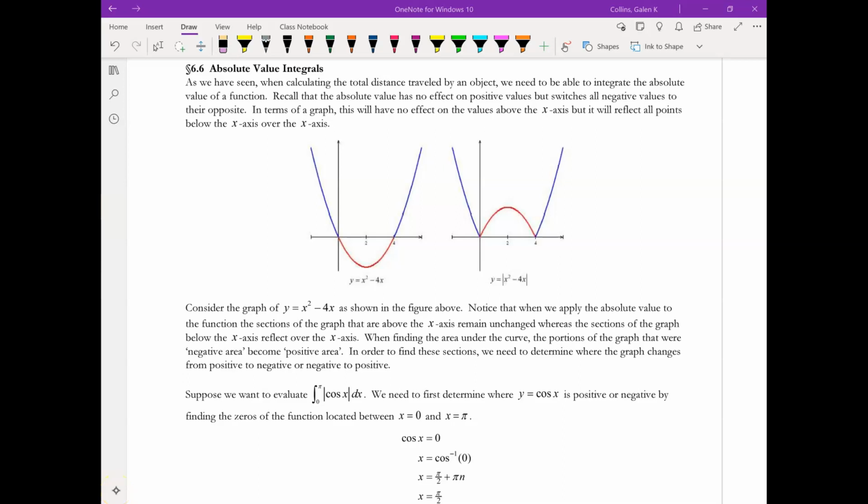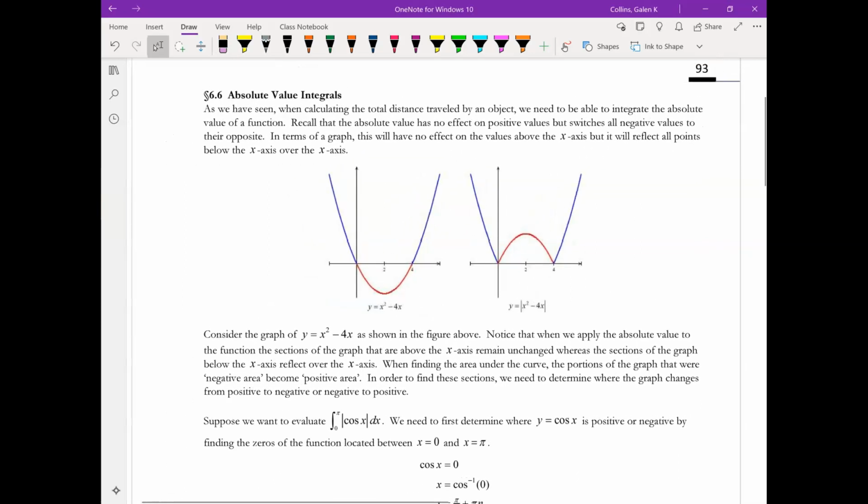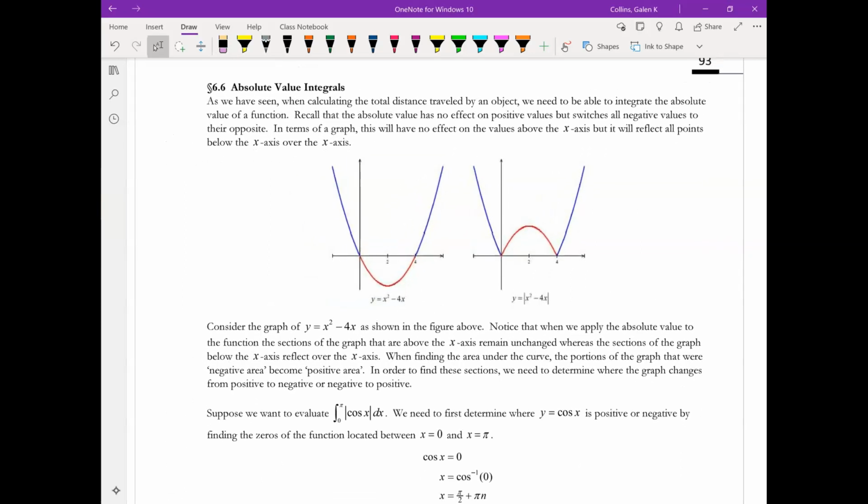In section 6.6, we're working with absolute value integrals. And sometimes we have to calculate the absolute value of our integrand. We have to calculate that integral by hand. So if we just look at this example, I'm not going to read all of the text on page 93. I'm just going to go through the examples.